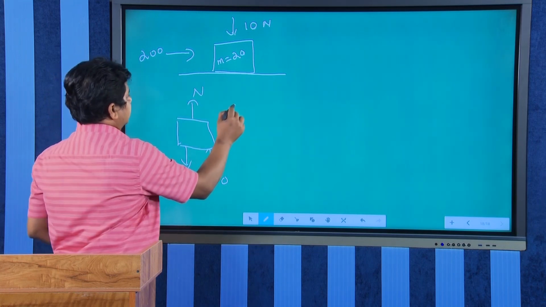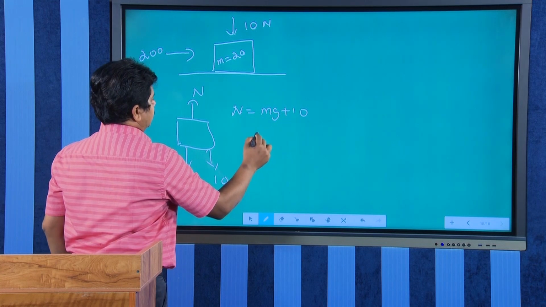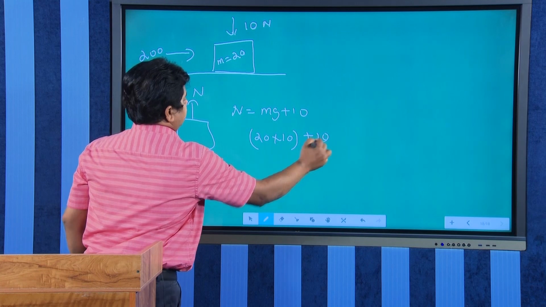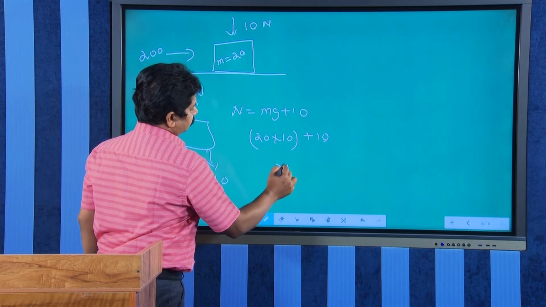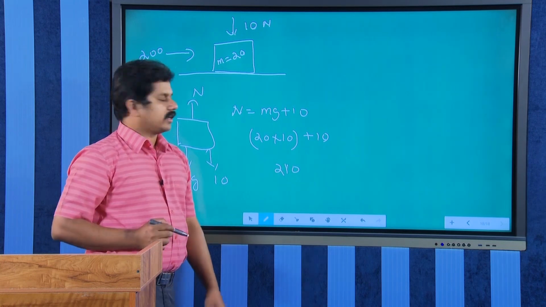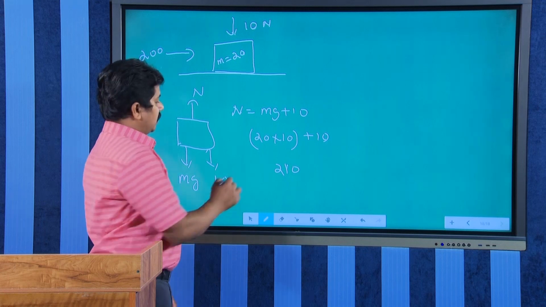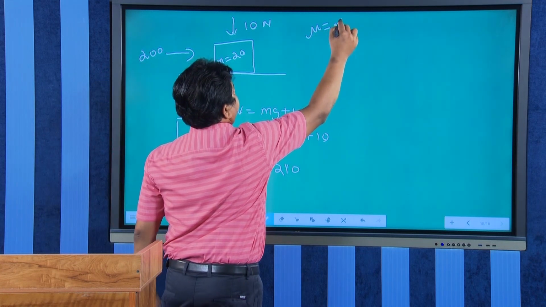We know N in this case will be equal to mg plus 10, right. M is 20, take g equal to 10, plus 10. So, how much? 210, right. 210 will be the normal reaction here. Take mu equal to 0.1.